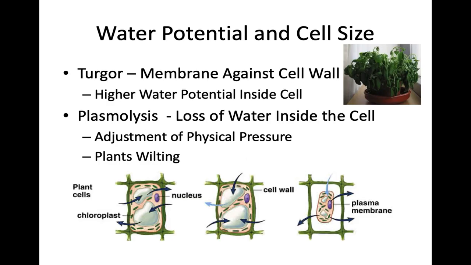Now let's talk a little bit about water potential and cell size. When the cell is full of water, this is where they have high turgor pressure inside the cell. The loss of the pressure inside the cell will cause the cell membrane to pull away from the sides of the wall. This is called plasmolysis. This is loss of water inside the cell and results in plants wilting, as you can see in this poor little plant up here that hasn't gotten enough water. And then turgor, on the other hand, is the membrane against the cell wall, and that's that high water potential inside the cell that helps it look bright and vibrant when you finally remember to water your houseplant.